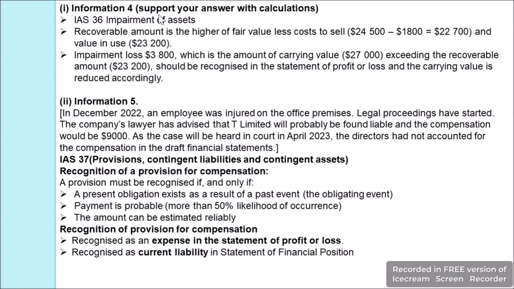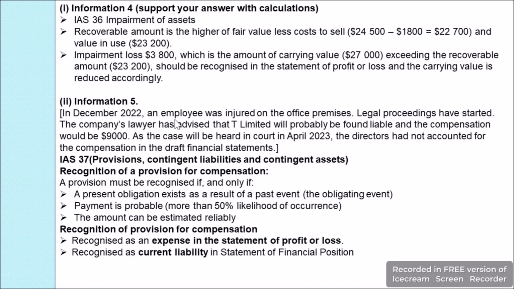Now, as I have explained to you about the IAS 36, now we will proceed further and write the answer for this question. In this, we will first state that it is from IAS 36, impairment of assets. Then we will mention that the recoverable amount is the higher of fair value less cost to sell, that is 24,500 minus 1,800, which is $22,700, and the value in use is $23,200. The impairment loss is $3,800, which is the amount by which the carrying value, which was $27,000, exceeds the recoverable value, which is $23,200, and should be recognized in the statement of profit and loss, and the carrying value is reduced accordingly.